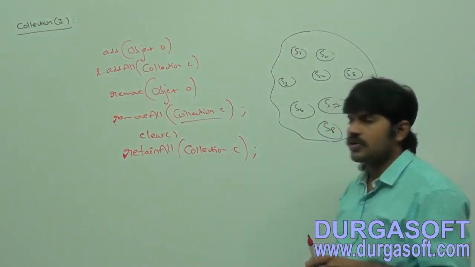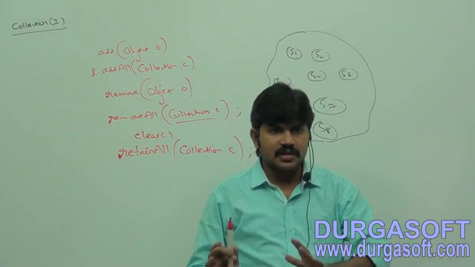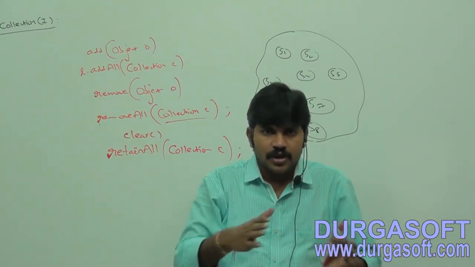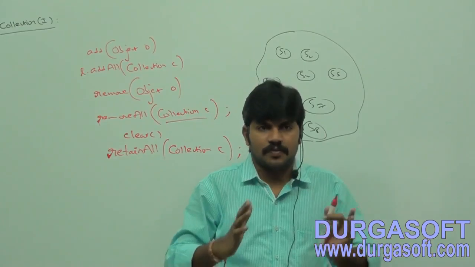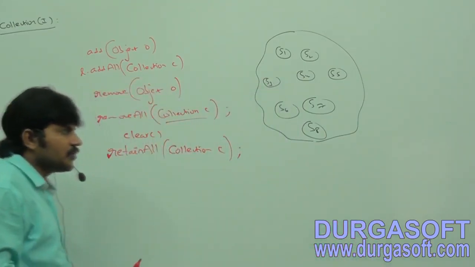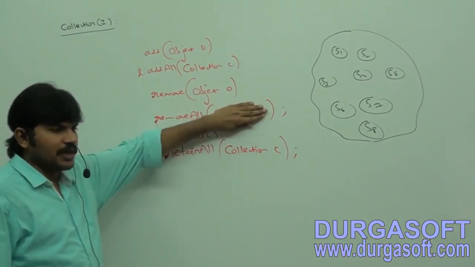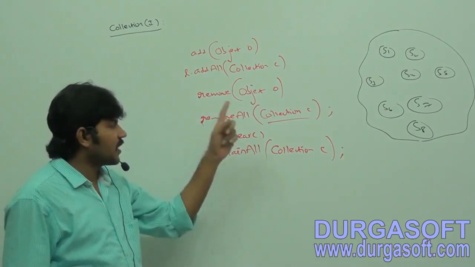Sir, I want to remove, in this batch, morning SCJP batch people are there, evening SCJP batch people are there. All evening SCJP batch people, can you please go out? Then which method do we have to call? Remove all of evening batch people. All evening batch people by default will be removed from my collection.